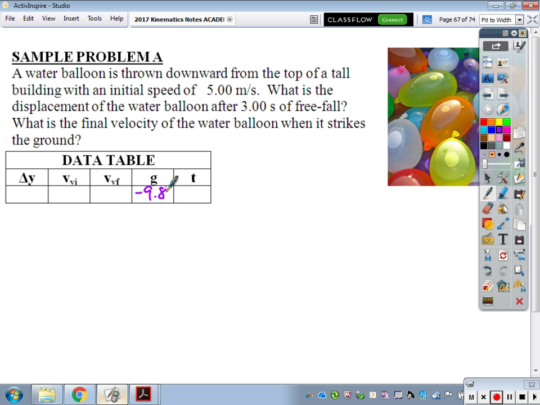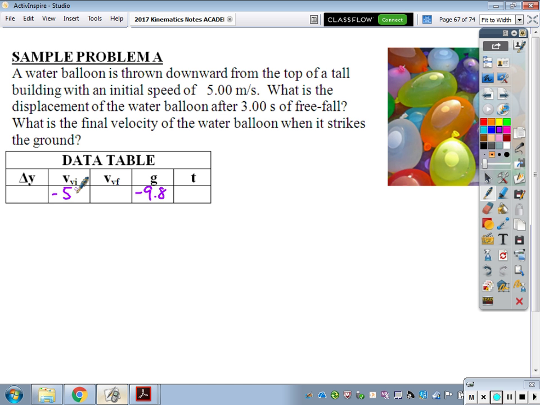For initial velocity, 5. Okay, be careful though. It is a speed. When you see speed in these problems, we should be cueing into there's something else going on. Where is it thrown? Downward. So that has to be, as a velocity value, needs to be what? Negative 5. So negative 5 here for our v_yi.